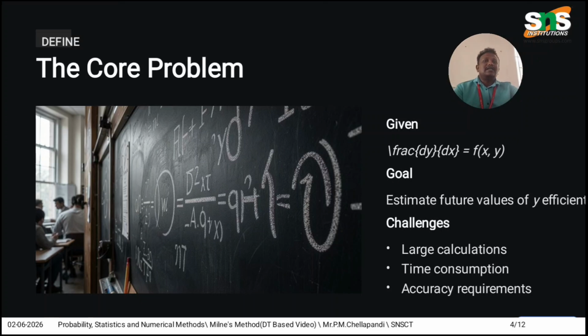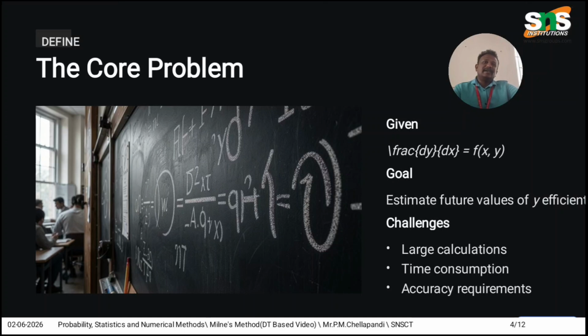The second part in design thinking is define. Here the core problem is represented by an ordinary differential equation. We are given a relationship of the form dy by dx equal to f of x comma y, right? Our objective is to estimate future values of y efficiently.